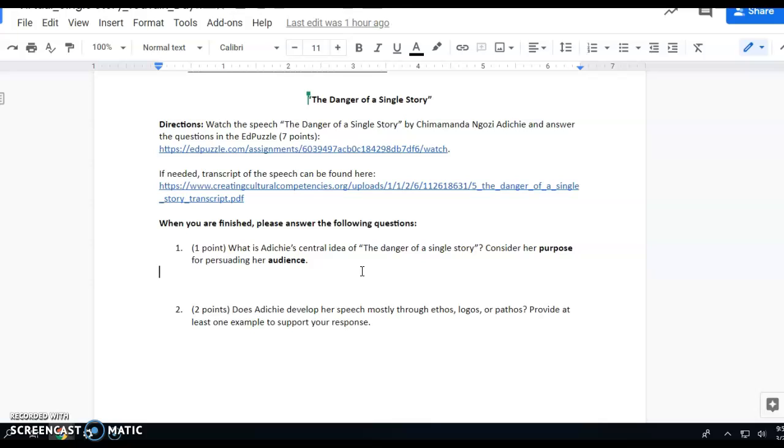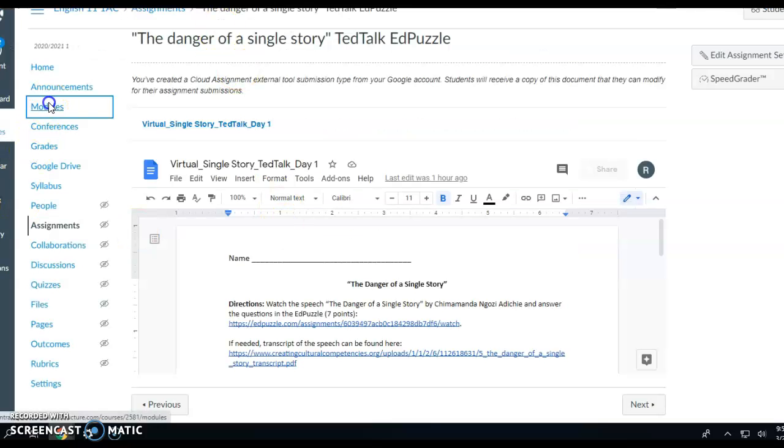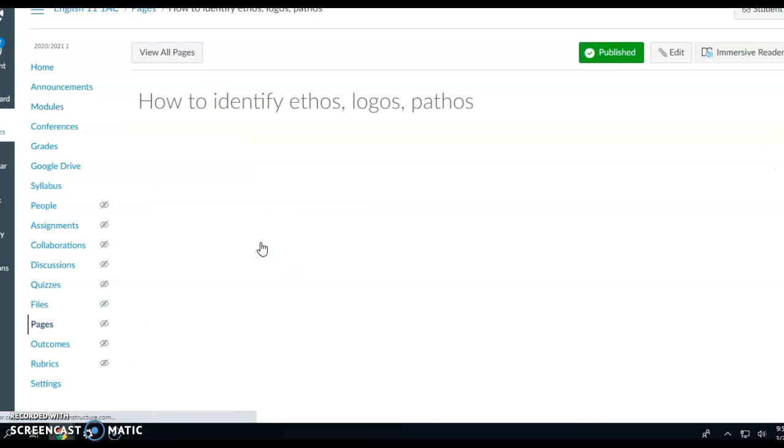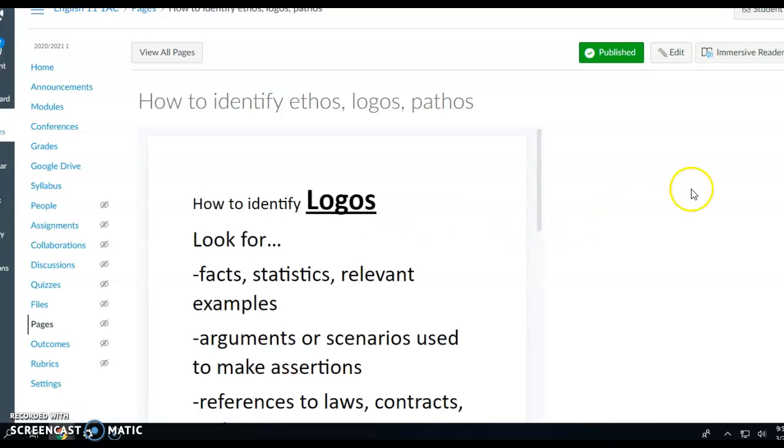So one specific thing she said in her speech that was convincing, and was that an example of ethos, logos, or pathos? If that's a struggle for you, you're still having trouble identifying ethos, logos, or pathos, and I would assume a lot of you are having trouble with that still, you can use this document, How to Identify Ethos, Logos, and Pathos. I created this document just as an easy, quick check, so hopefully it's helpful.